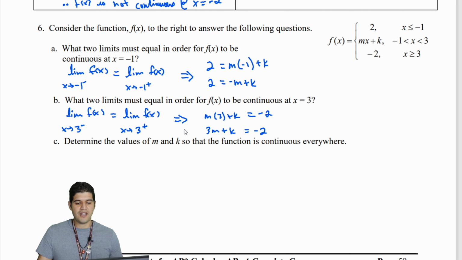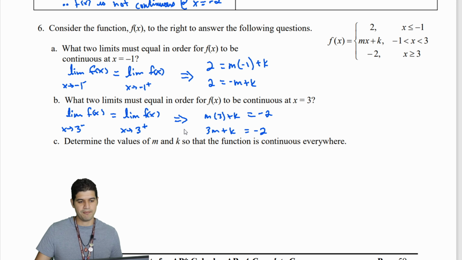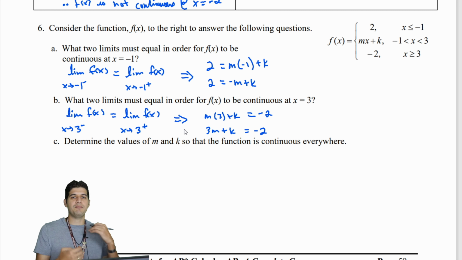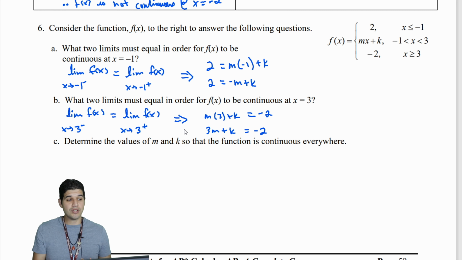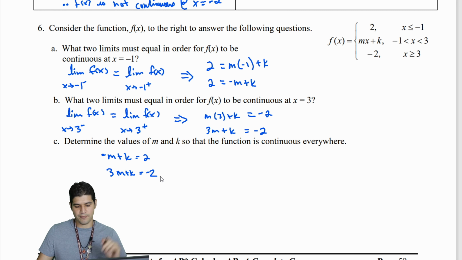So we want to now find the values of m and k so that the function is continuous everywhere. Well, we have two equations that include m and k, and we need both of those to be true so that the entire function comes out to be continuous everywhere. So I need -m plus k equal to 2. That's going to be our first part. And then I need 3m plus k equal to -2. And that's going to be our second part over there.